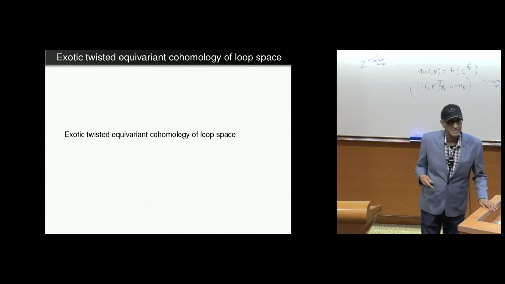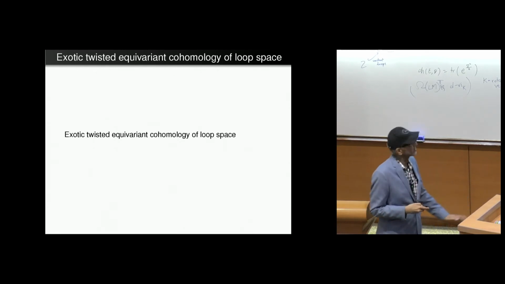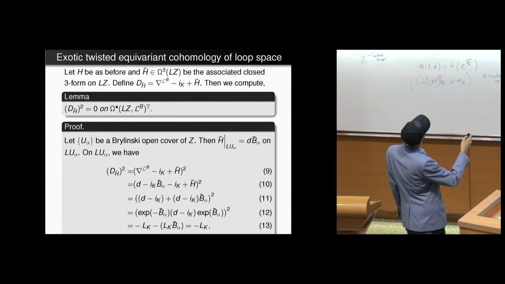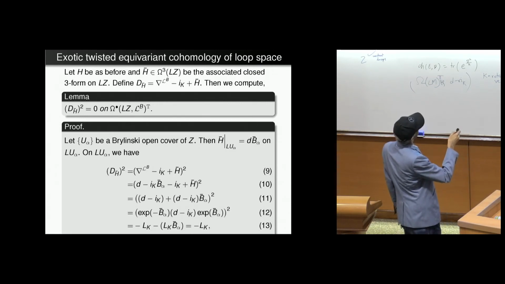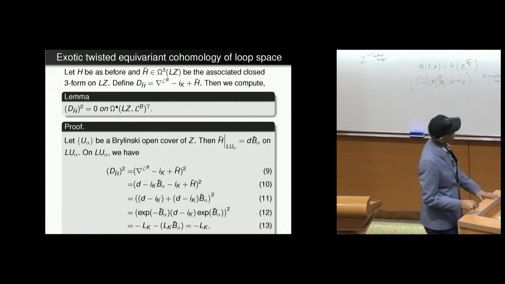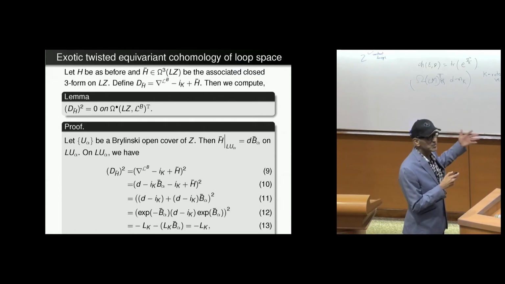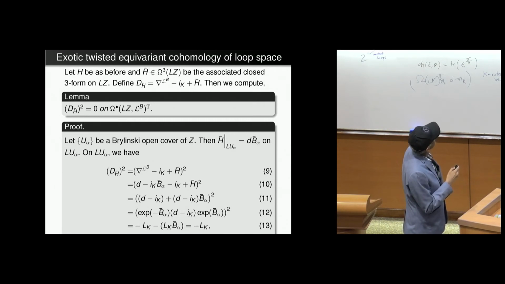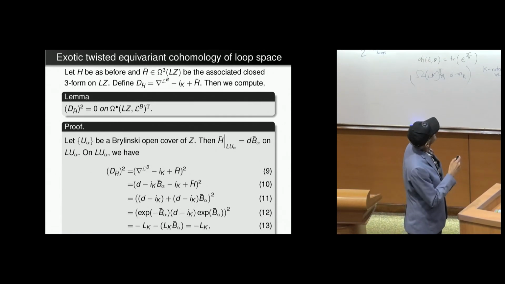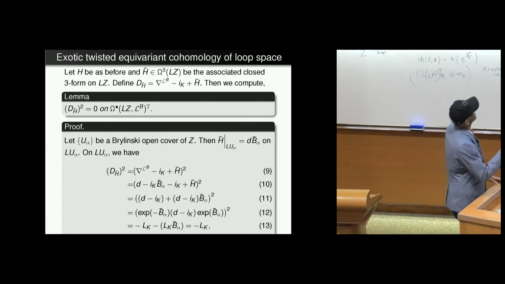So now I'm in a position to define this cohomology on loop space, which localizes to twisted cohomology. Let H be the closed integral 3-form on Z. Then you can extend it by the bar construction to a 3-form on loop space of Z. Since H is closed, H bar is also closed, because we saw that bar commutes with D. I'm going to show it's a differential, but define this operator: the connection, which we got from the gerbe with connection, on the holonomy line bundle, minus contraction by the rotation vector field, plus H bar.